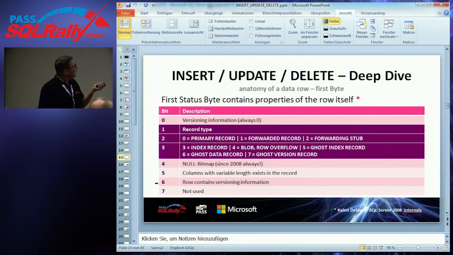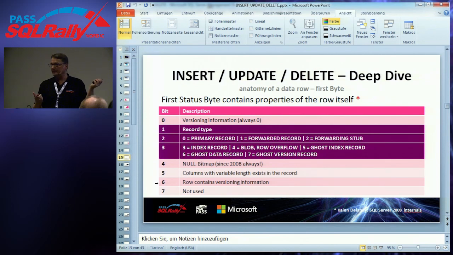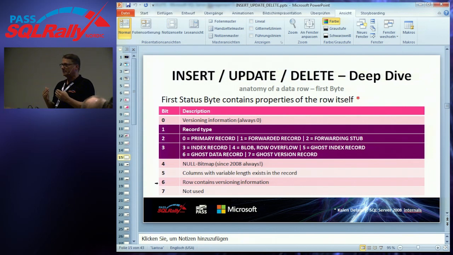The next 3 bits are very important. They define the character of your record. What kind of record do you have? In most cases, if you look into the data pages, you will have a primary record, that means normal data records. But what happens, for example, if you have a forwarded record, I will demonstrate what it is, or if you have a forwarding stub and so on. These are all types of records which will be stored on your data page. And what you should think about is that everything you store is a record. Whatever you do, it's always a type of record.